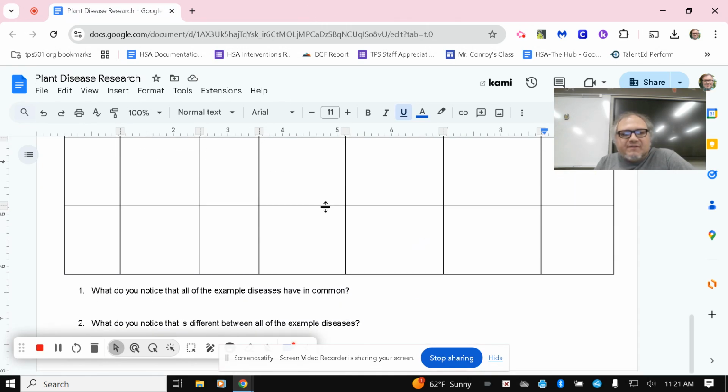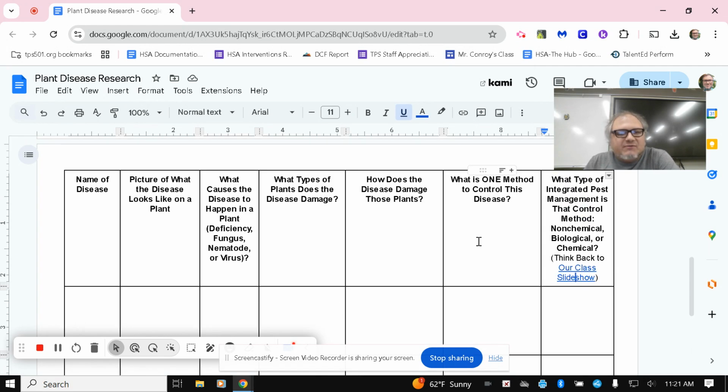So after you completely fill out the chart, you've got 2 reflection questions. What do you notice that all the example diseases have in common? And what do you notice that is different between all the example diseases? Again, they may be fairly different from each other depending on which ones you pick, but I imagine you can still find some common threads between them as well as some things that are different. So I hope that this ends up being a helpful assignment. I mostly want to make sure that when you're looking at your own garden at home, you're able to determine, okay, is this plant sick and what could I do to try and help it?